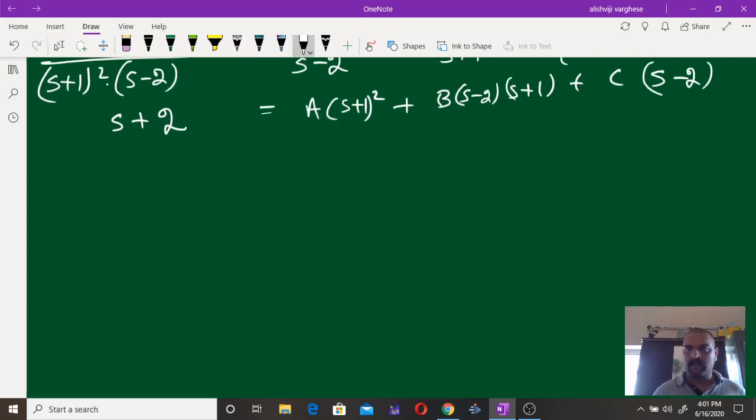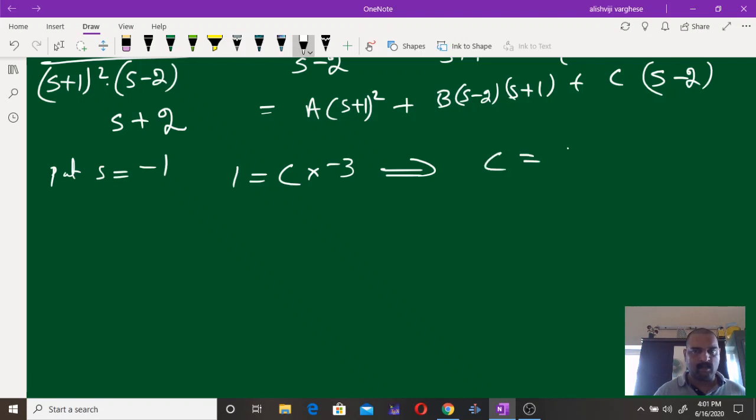First one, s is equal to minus 1. When s is equal to minus 1, we get 1 equal to, first term A becomes 0, this will also become 0. This is C into (minus 1 minus 2), that is minus 3, which gives C is equal to minus 1 by 3.